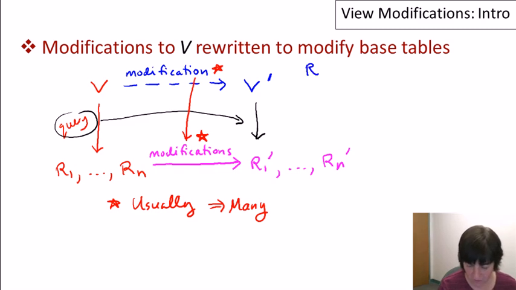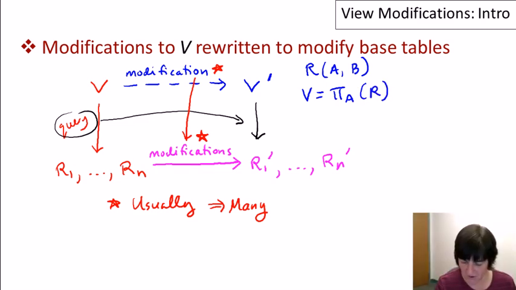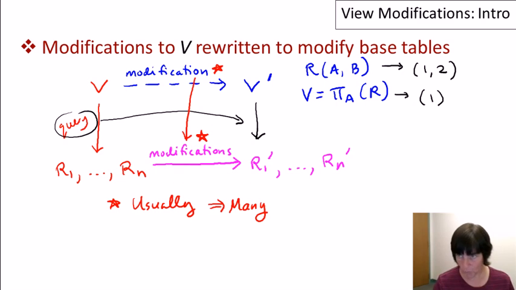So let me give an extremely simple example. Let's suppose that our relation R has two attributes A and B, and our view V is defined as the projection on A of R. Let's say that our current contents of relation R are just one tuple, the tuple 1, 2. In that case, the current contents of our view V are just the tuple 1.